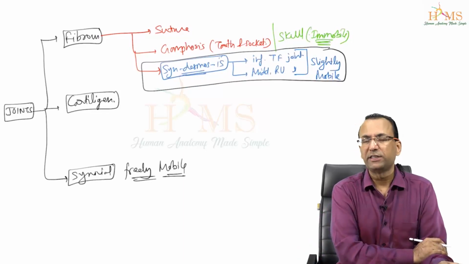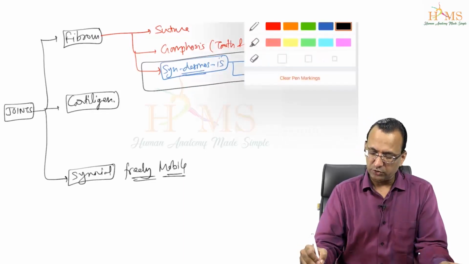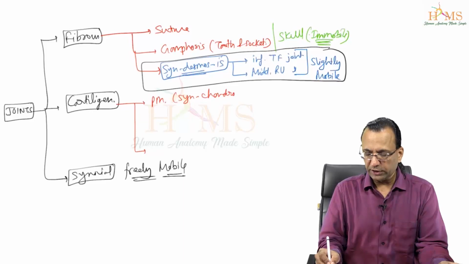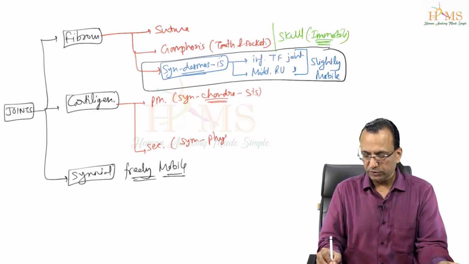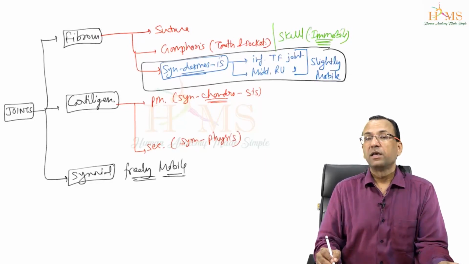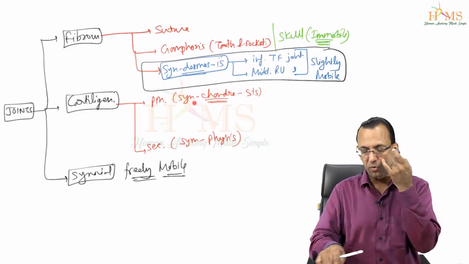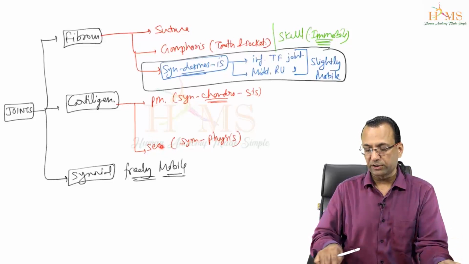Syndesmosis. What about the cartilaginous variety? Cartilaginous is of two types: primary and secondary. If you say primary, it is also called synchondrosis. Chondro means cartilage. The other is secondary cartilaginous, which is also called symphysis. So, if you are talking about the cartilaginous variety, primary is synchondrosis and secondary is symphysis. Examples?